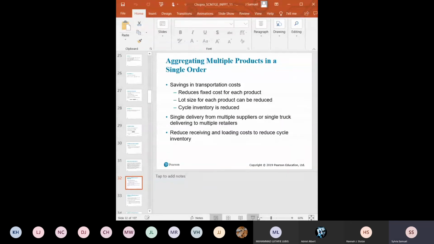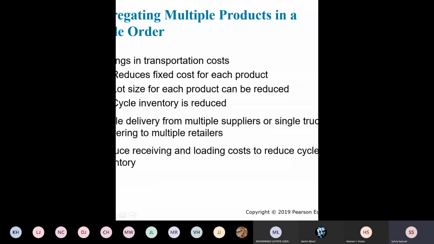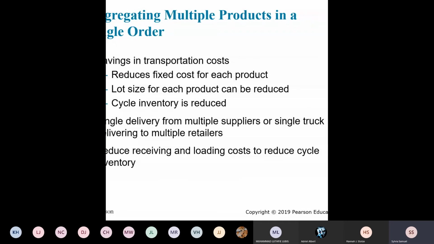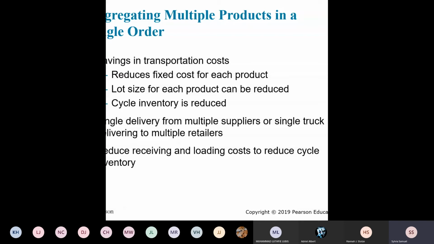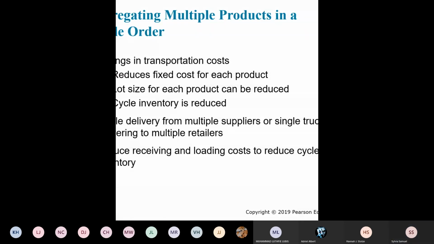And then the next one, single inventory, delivery from multiple suppliers. Maybe they use land transportation, or they use shipping, or they use flight by air. It depends which transportation, multiple suppliers. So sometimes they will combine. And then of course reducing the receiving and loading costs to reduce the cycle inventory.